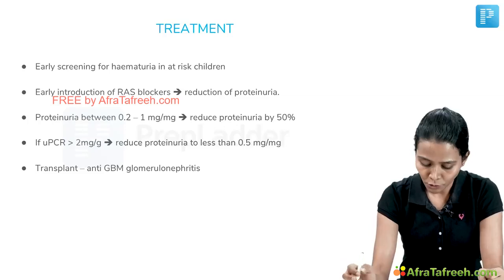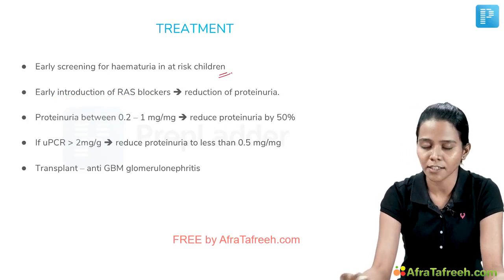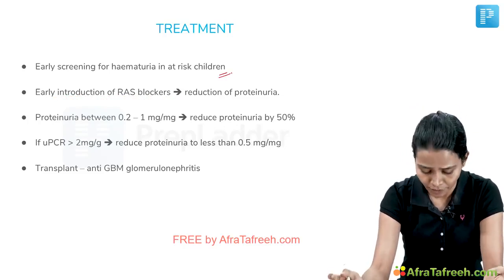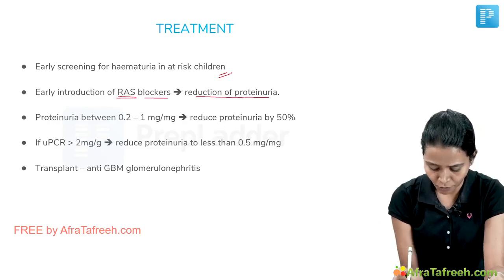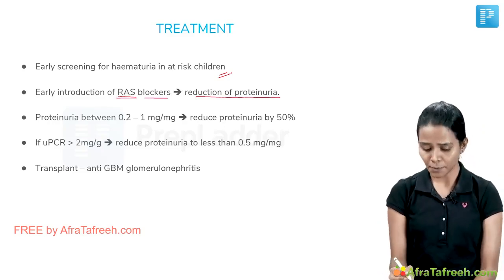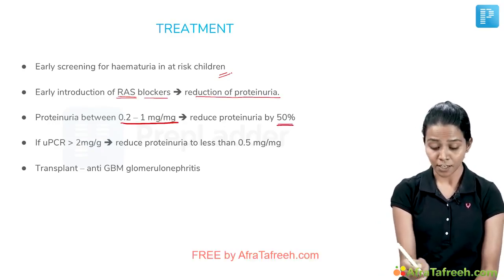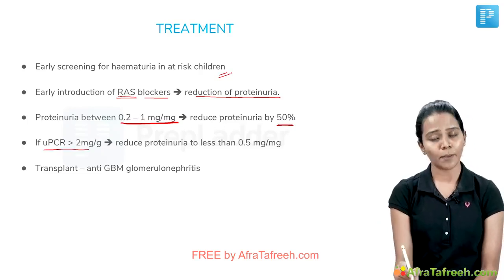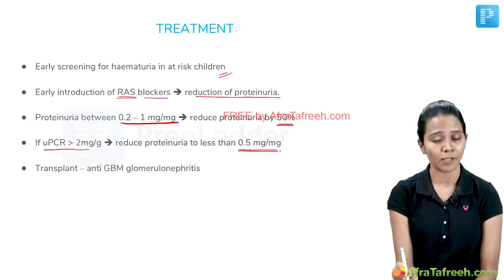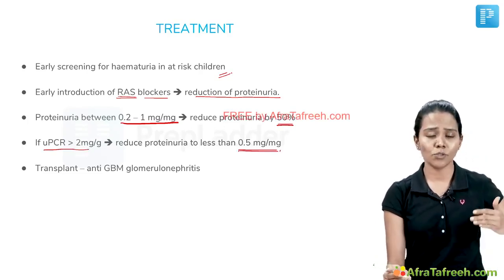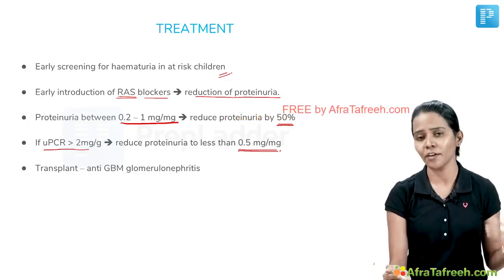Now, how do we treat this condition? Early screening for hematuria for at-risk children has to be done. For example, if we know that a sibling has it, or if parents have it, then it has to be done. Early introduction of renin-angiotensin system blockers to reduce the proteinuria. Okay, if the proteinuria is between 0.2 to 1 milligram by milligram, reduce proteinuria by 50%. But if it is more than 2 milligram by milligram, then it is wise to reduce the proteinuria to less than 0.5 milligram by milligram.